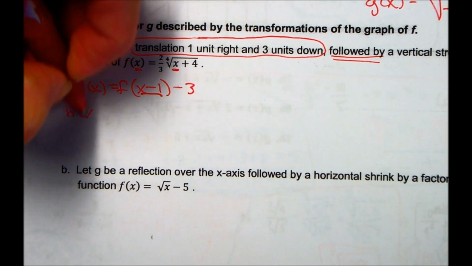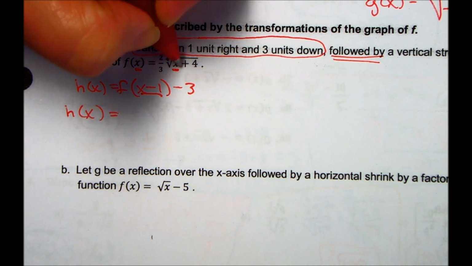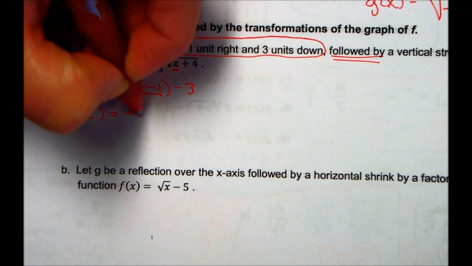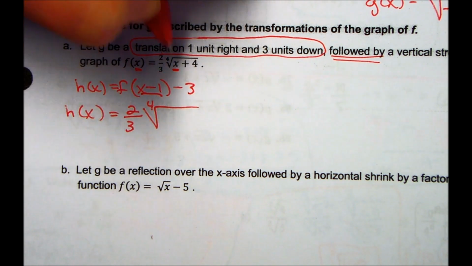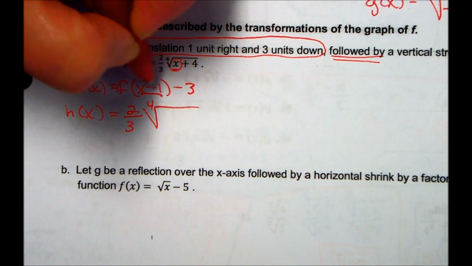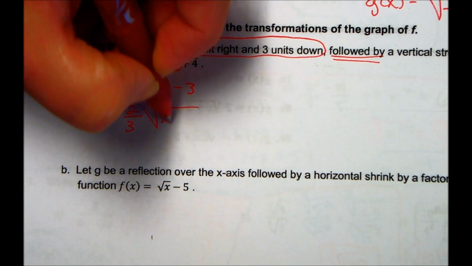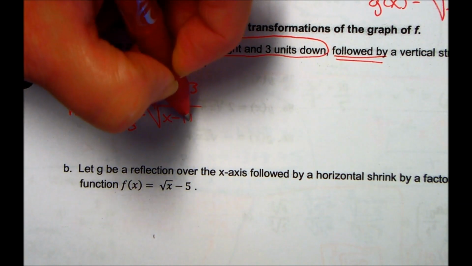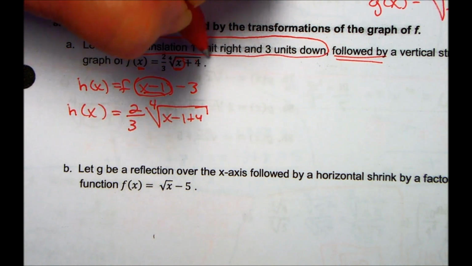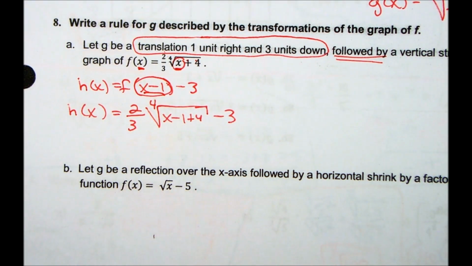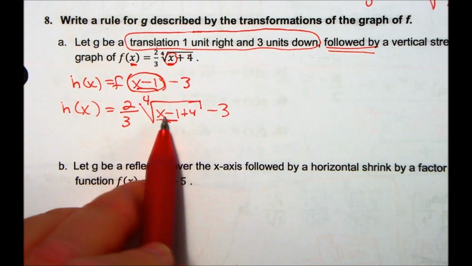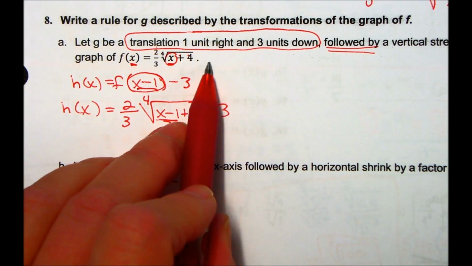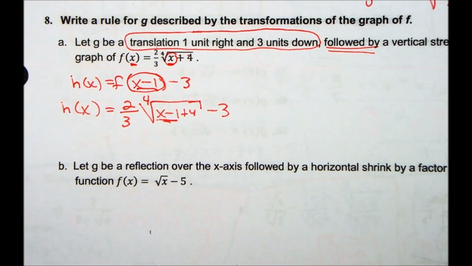All right, so now let's apply that. So the 2/3 in front is not going to be affected. And then you've got this 4th root. And then this x gets replaced with x minus 1. And then you have this plus 4 still underneath. And then you're going to put the minus 3 at the end. So again, notice this x became x minus 1. That moves it to the right. And then the minus 3 at the end makes it go down 3. We can now simplify what's in there.